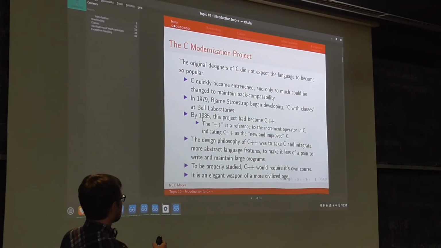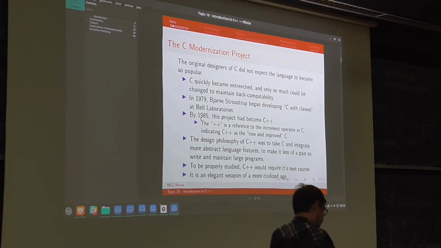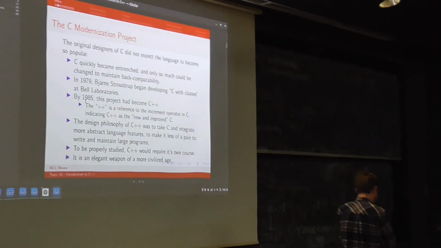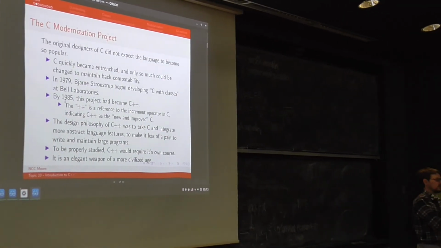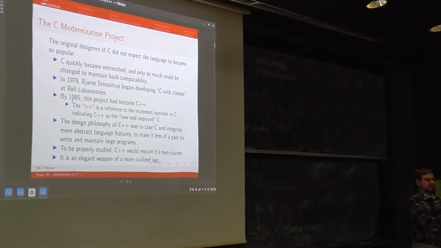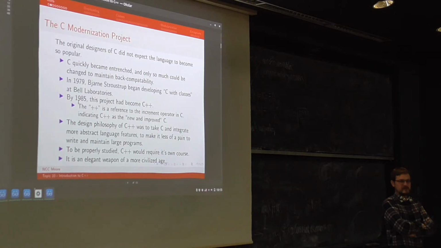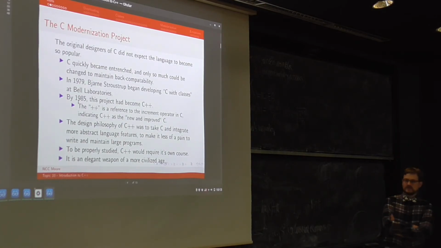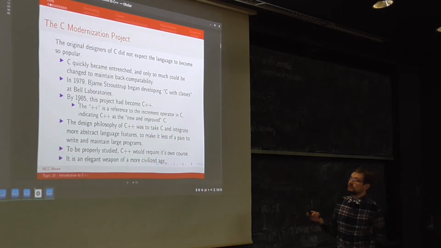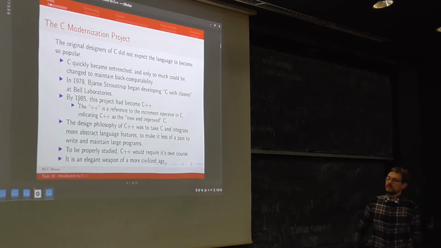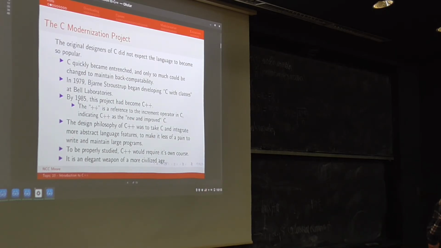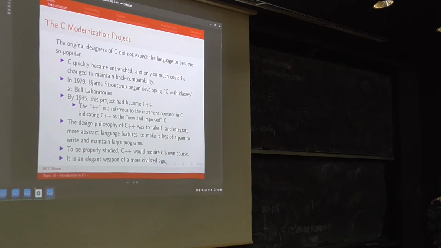So, let's talk about the C modernization project, which occurred, of course, in the mid to late 80s. So, only slightly less modern than when C was, or slightly more modern than when C was first developed. But anyway, the original designers of C did not expect it to become so popular.